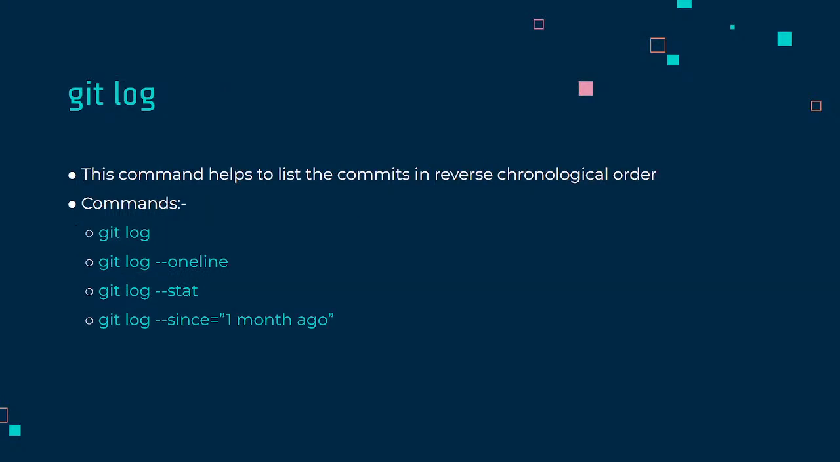code. So the next command is git log. This command helps to list the commits in reverse chronological order. The commands for git log are git log, git log in one line, git log with the whole status, and git log since 1 month ago. So it returns the log for the last 1 month.